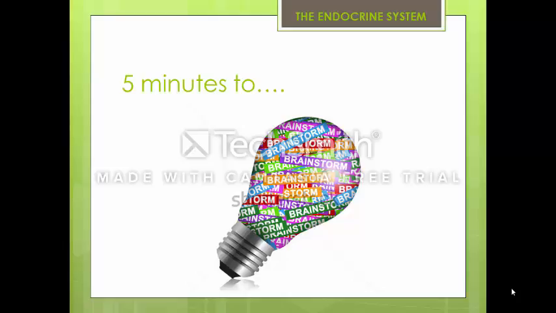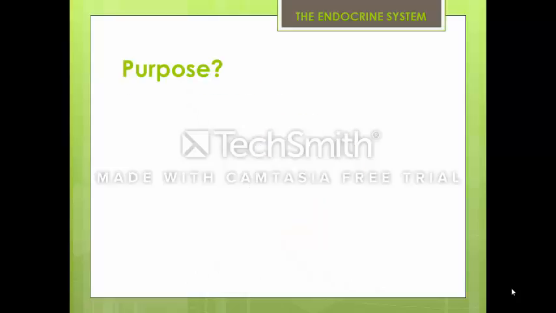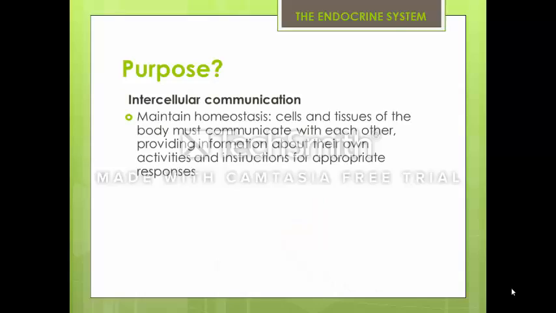Hopefully you'll have had a chance to think about the endocrine system and what your current knowledge levels are on this subject. So the purpose of the endocrine system is intercellular communication. To maintain homeostasis, the cells and tissues of the body must communicate with each other, providing information about their own activities and instructions for appropriate responses.